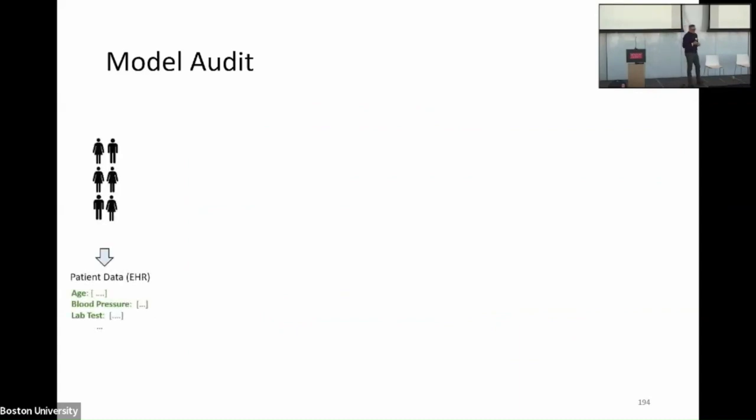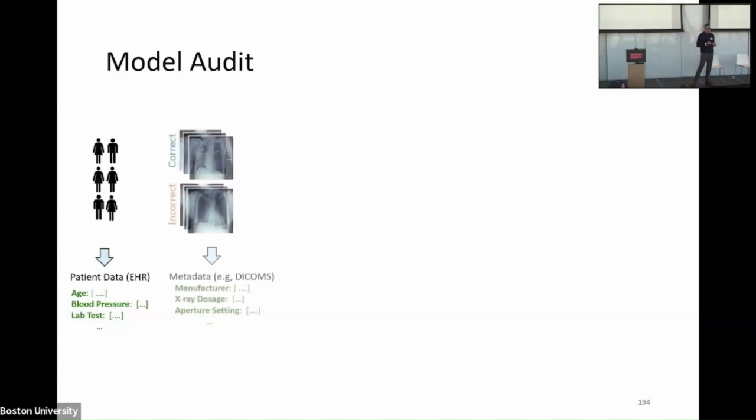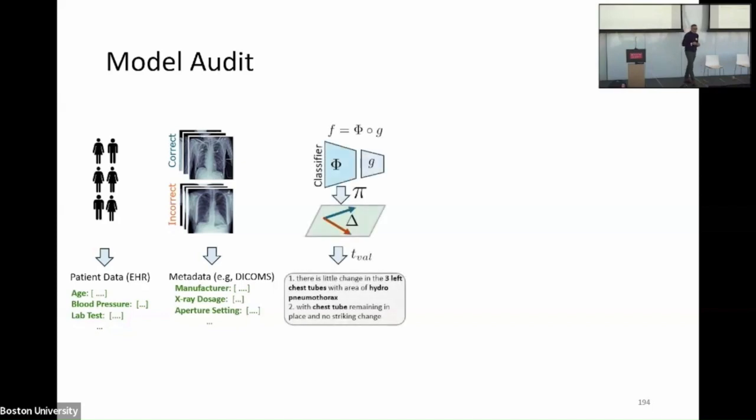So to give you an example of how this works, let me go back to the example I gave you earlier. The patient information is in the electronic health record and can be viewed as text. We have a set of patients for which the model is making mistakes, and some for which the model does not make a mistake. The information about those images is encoded, for example, as DICOM images, and can be converted to text.